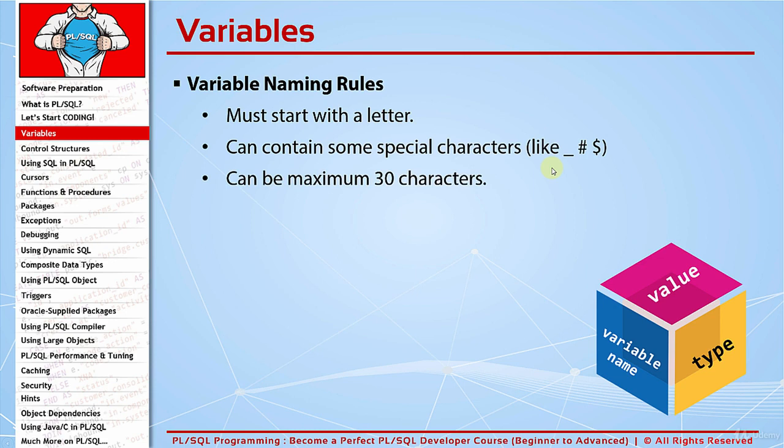Your variable names can be a maximum of 30 characters. As we know from SQL, column names can be a maximum of 30 characters. Actually, every variable in PL/SQL is designed considering the Oracle SQL database. So many things will be similar or identical. So this will be a great ease for the students who know SQL already.